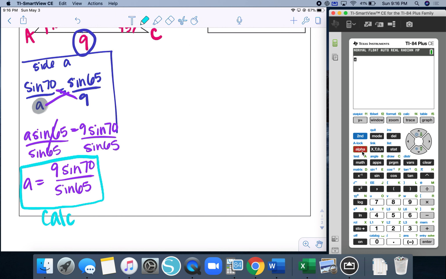Okay. So in my calculator, I'm going to put it in just like I see it. And remember, sine of 70 and sine of 65 are in degrees, so I need to double check. And if you notice, I'm not in degree mode, so I need to switch to degree mode. On the assessments, there is a calculator that you will have access to that has a degree mode.